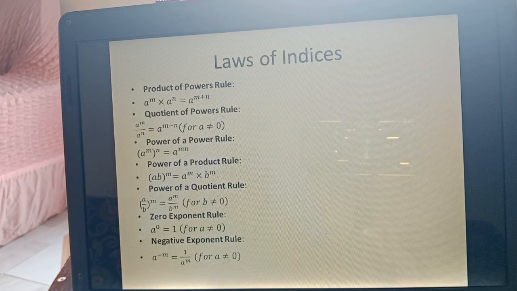So you have the laws of indices. Of course, we had mentioned them when we were looking at the topic indices earlier. So very simply we go over them. We have the product of powers rule, then we have the quotient of powers rule, power of a power rule, power of a quotient rule, power of a product rule, zero exponent rule, and negative exponent rule.